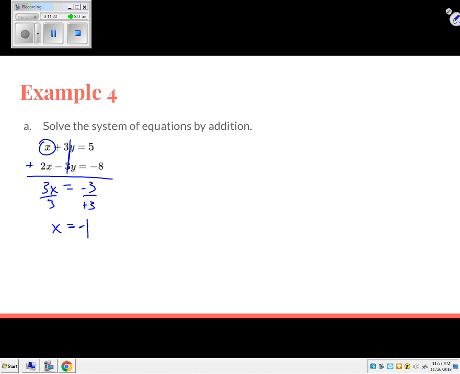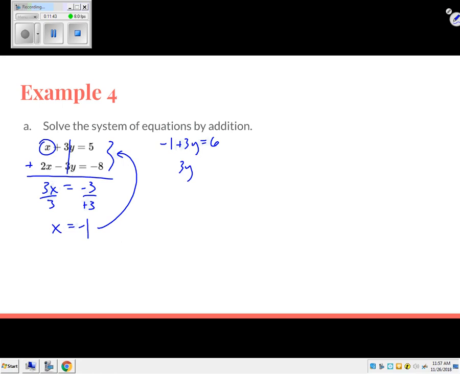So now here's where I back substitute. Now I don't have any previous work on this, so I'm going to back substitute into either one of these original equations. I'm going to choose the top one, just because the numbers are smaller and the x is hanging out by itself. So when I plug a negative 1 into that x, I don't have to worry about multiplying it.